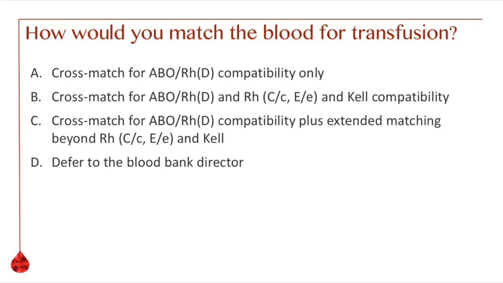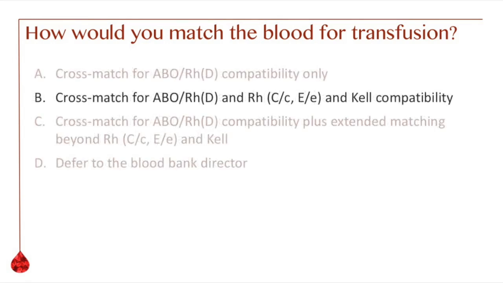A. Cross-match for ABO, RHD compatibility only. B. Cross-match for ABO, RHD, and RHCE and KEL compatibility. C. Cross-match for ABO, RHD compatibility plus extended matching beyond RHCE and KEL. D. Defer to the blood bank director. The correct answer is B.